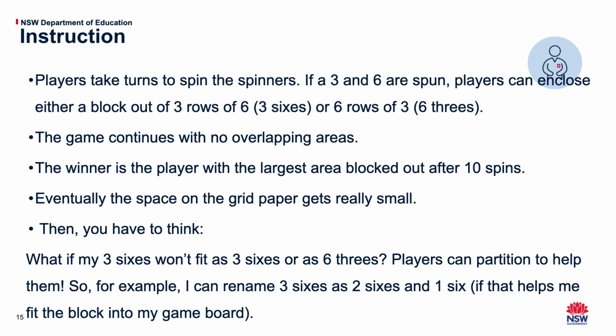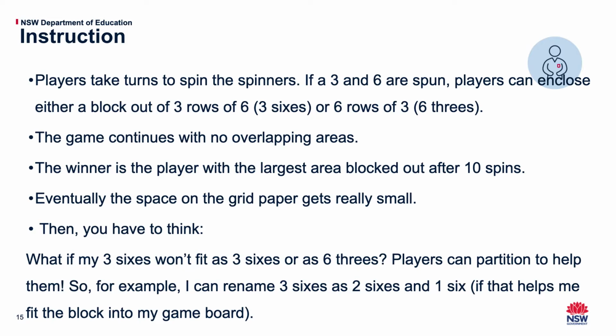Instructions. Players take turns to spin the spinners. If a 3 and a 6 are spun, players can enclose either a block of 3 rows of 6 or 6 rows of 3, so you're making arrays with it. The game continues with no overlapping areas. The winner is the player with the largest area blocked out after 10 spins.